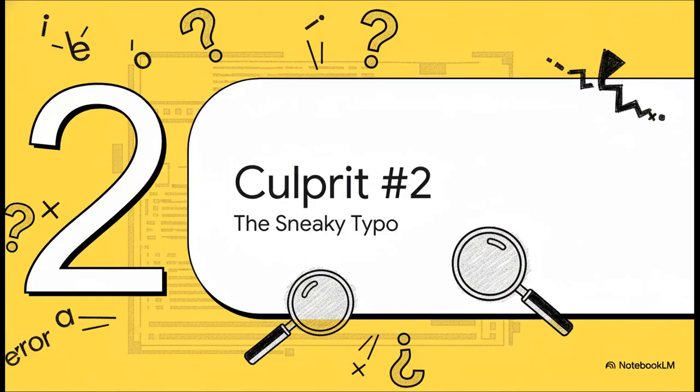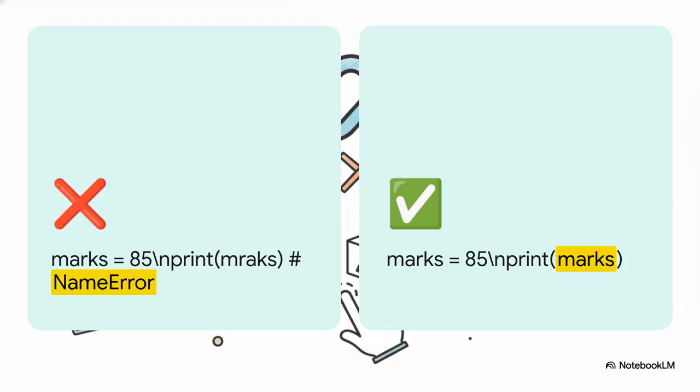All right, let's move on to suspect number two. And this one is a true master of disguise, the simple typo. It happens to everyone, one wrong letter, but for a computer that needs everything to be exact, it is an absolute deal breaker. And here is a classic example. We create our variable marks and set it to 85. Perfect. But then in the very next line, our fingers slip and we type mrax.